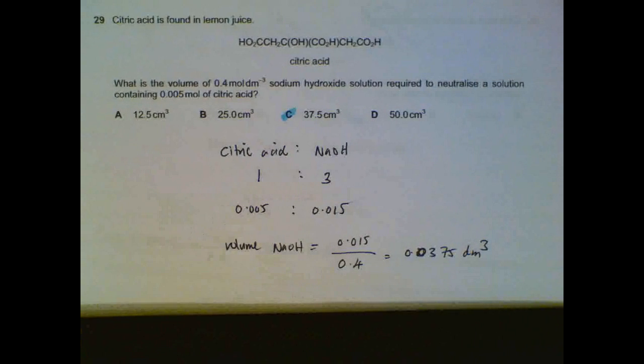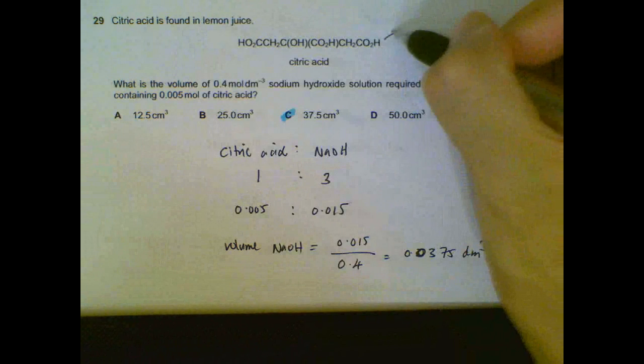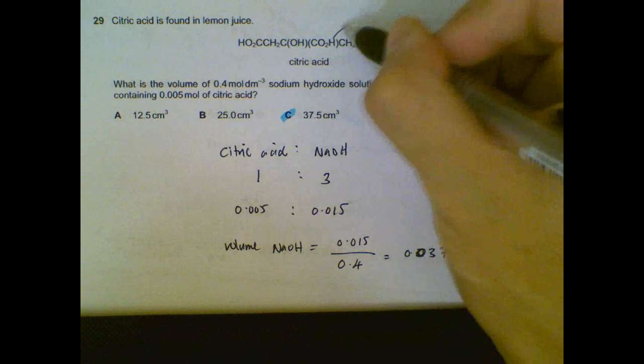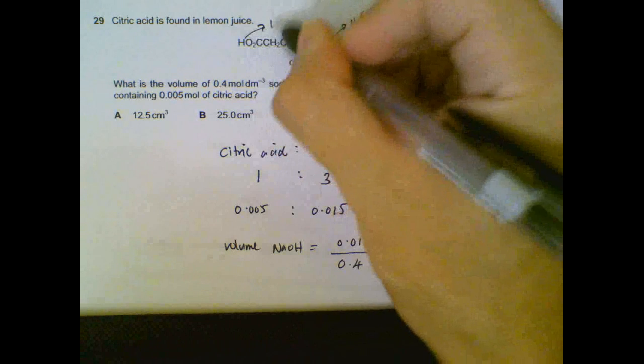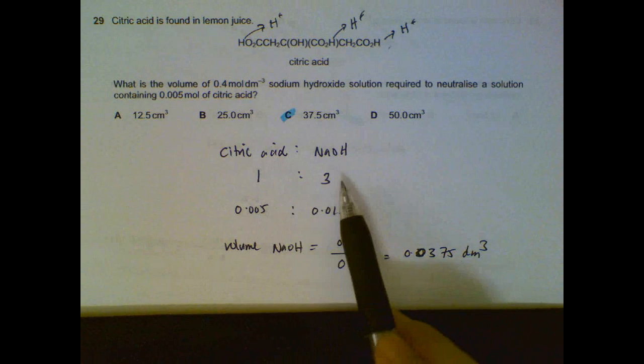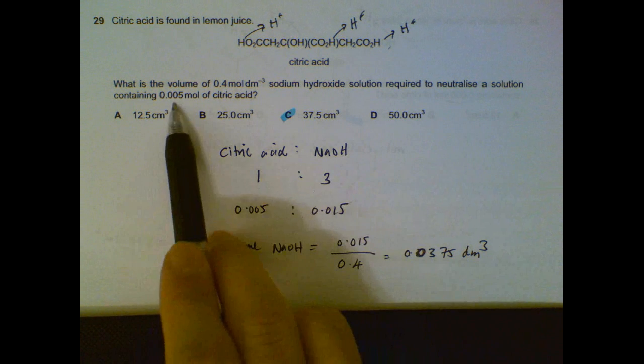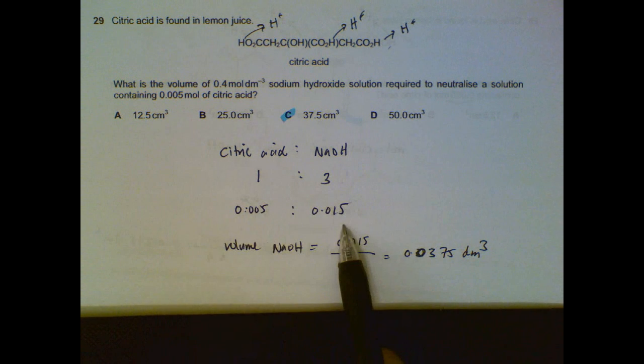Citric acid, what is the volume of sodium hydroxide required to neutralize it? First of all, you have to figure out that citric acid can produce 3 moles of H+ per mole of citric acid. It has 3 carboxyl groups. So you will need 3 times the number of moles of sodium hydroxide, because sodium hydroxide can only produce 1 mole of hydroxide. So if we have 0.005 moles of citric acid, you will need 3 times the amount, 0.015.